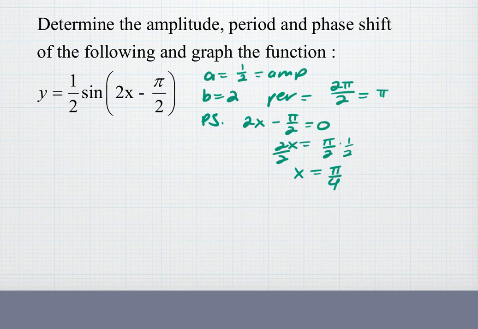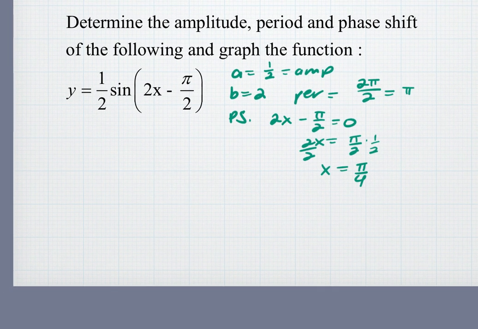So A was 1/2, which means that your amplitude B is 2. The period's 2 pi over 2, which is pi. And then there is a phase shift this time. I'd set 2x minus pi over 2 equal to 0. Add the pi over 2, divide by 2, and your phase shift is pi over 4, which means I'm moving everything to the right, pi over 4.